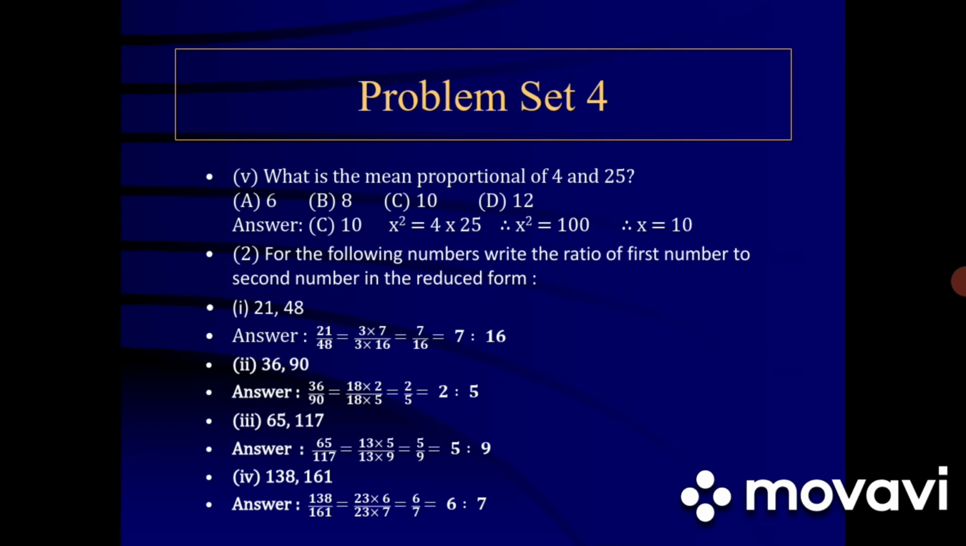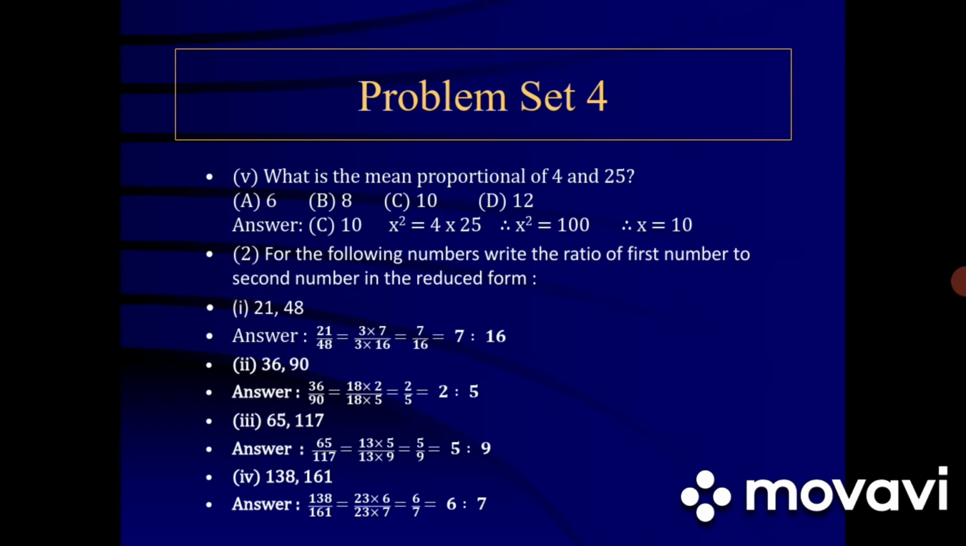Subdivision 5. What is the mean proportional of 4 and 25? Solution: let the mean proportional be x. Therefore, x square is equal to 4 into 25. Therefore, x square is equal to 100, and therefore x is equal to 10. Therefore, the answer is option C, 10.